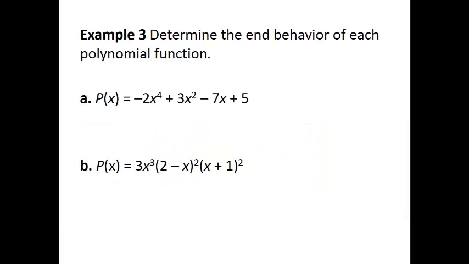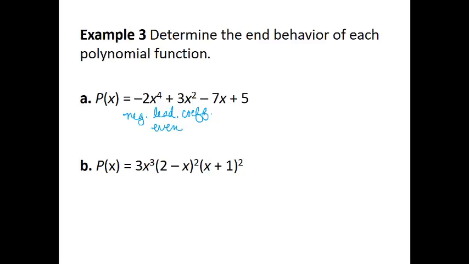So this example is to determine the end behavior of each polynomial function. We have a polynomial p of x equals negative 2x to the 4 plus 3x squared minus 7x plus 5. This is in standard form. We know that we have a negative 2 as a leading coefficient, so we have a negative leading coefficient. The degree is 4, which is an even number.